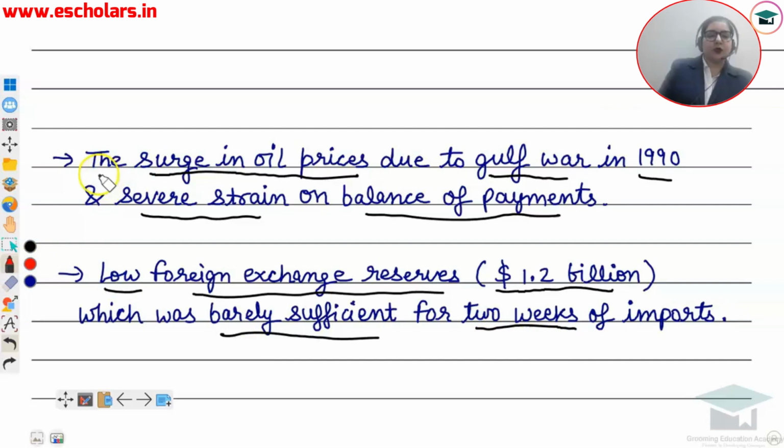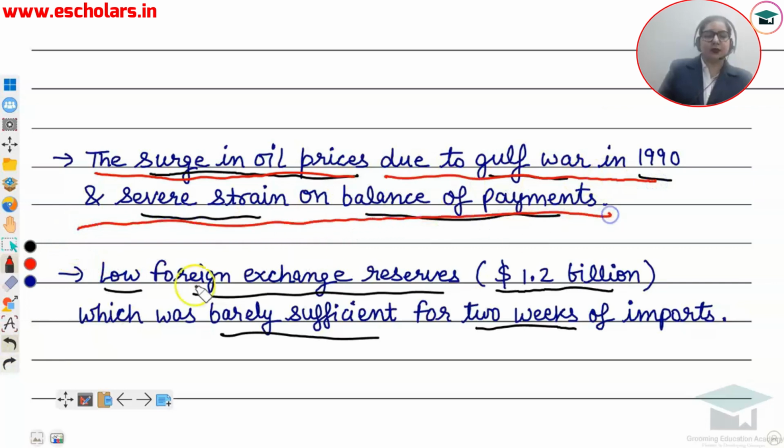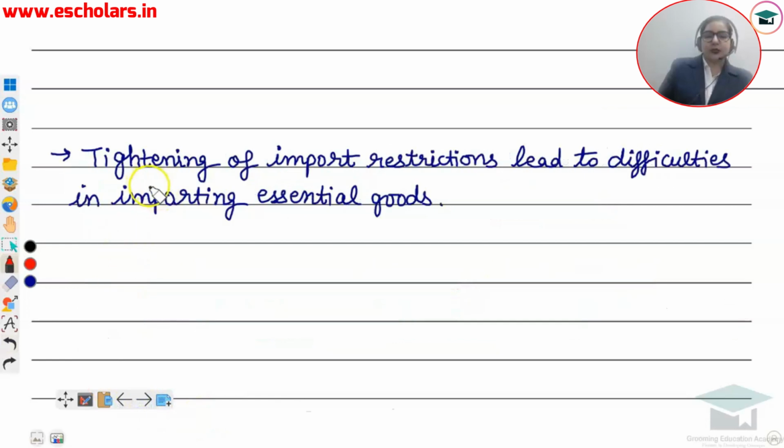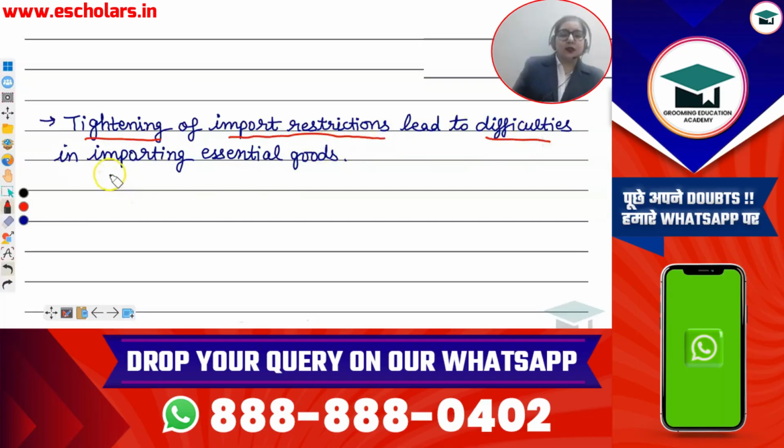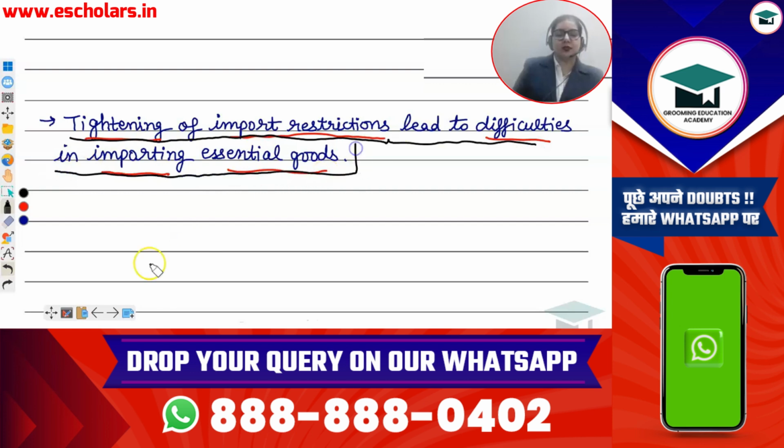So let's recall it till now. The surge in oil prices due to the Gulf War in 1990 and severe strain on the balance of payments. Low foreign exchange reserves, that is $1.2 billion, which was barely sufficient for 2 weeks of imports. Now, tightening of import restrictions by the countries at that time created difficulties in importing even essential goods. So let's recall it till now. Tightening of import restrictions leading to difficulties in importing essential goods.